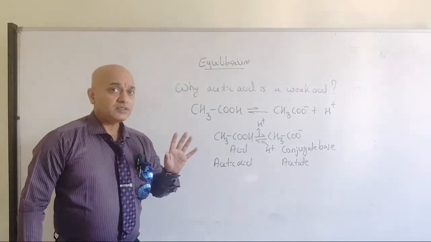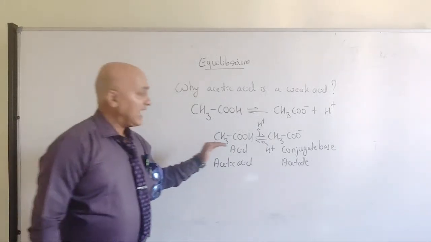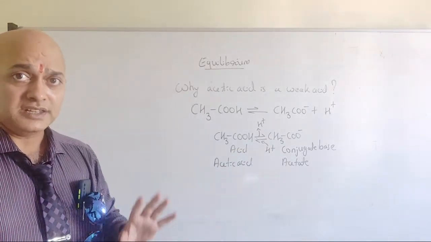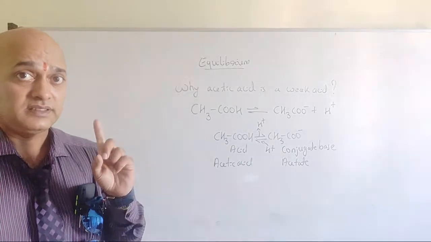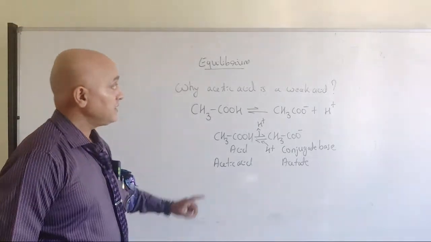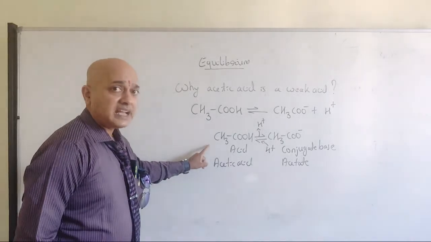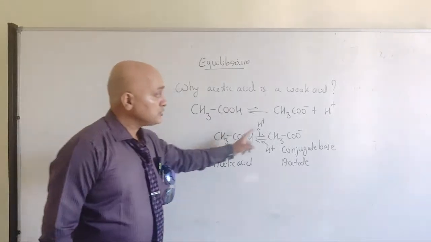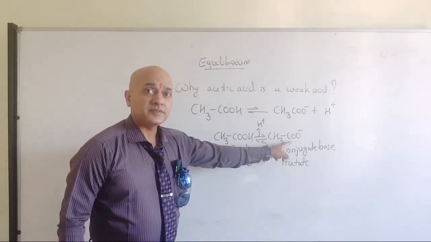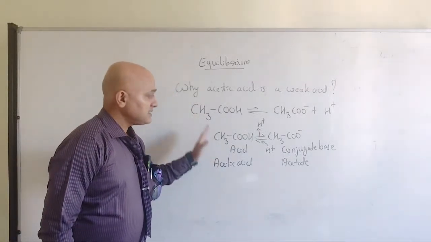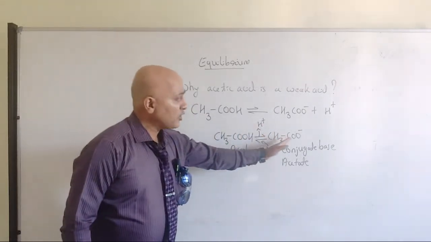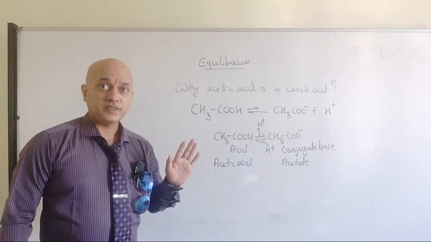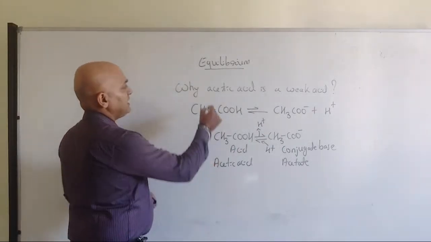Now, based on this information, that is the acid and its conjugate base concept, listen to me carefully, now I can tell that acetic acid is a weak acid. Acetic acid is a weak acid because its conjugate base is a strong base. Clear? Acetic acid is a weak acid because its conjugate base, that is the acetate ion, is a strong base. Fine? So that's what I can tell here.